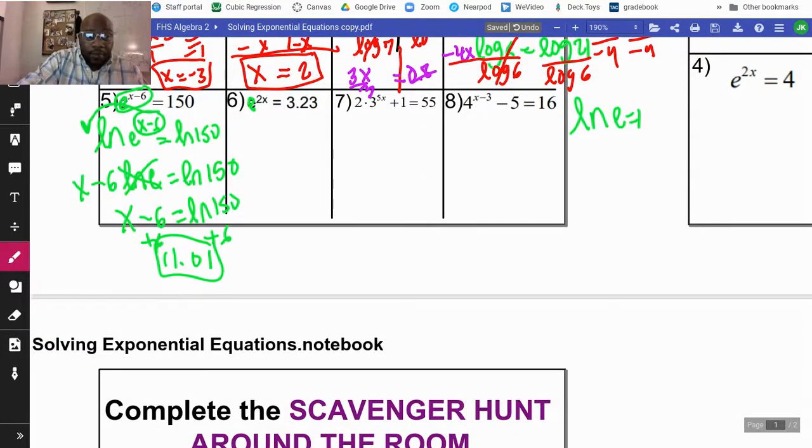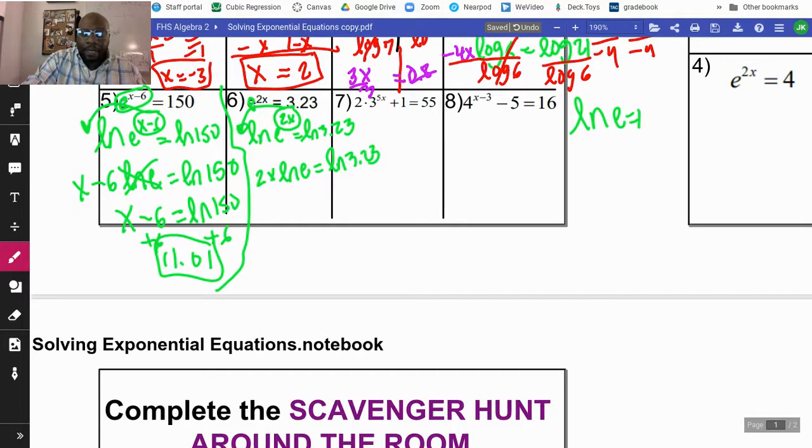Same deal. Because it's e, it's so much easier. You can just do this again. So it'll be natural log of e. And then you put your 2x on top right there the way it is, natural log of 3.23. You take the 2x, you bring it to the front. So you should have 2x natural log of e equals natural log of 3.23.